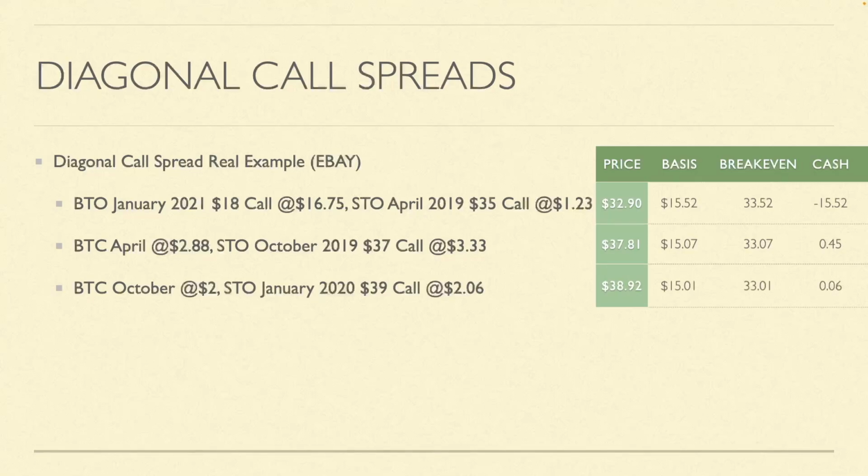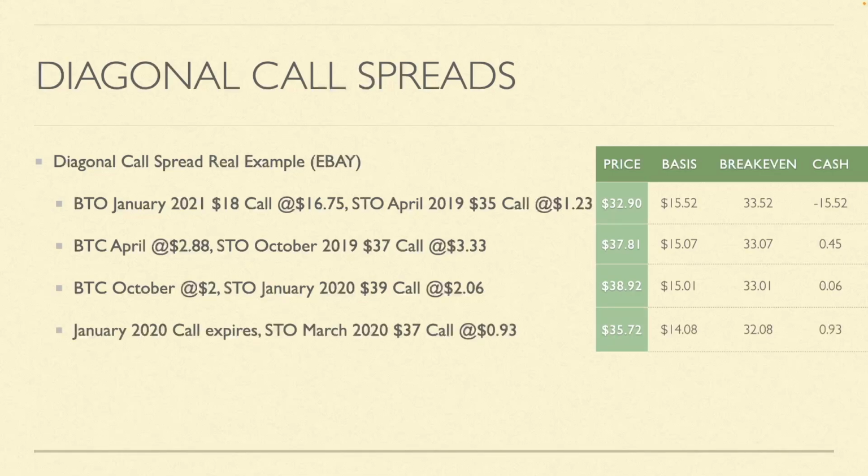Around October, we bought to close the October $37 call for $2, and we sold to open a January 2020 $39 call for $2.06. The share price closed around $38.92. Our cost is now $15.01 per share, and the spread is $21, a potential profit of about $5.99 per share.